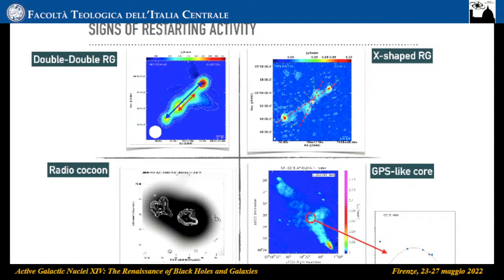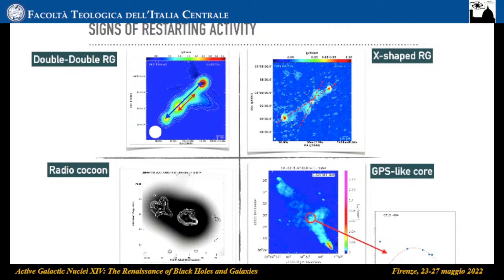Another interesting case is the radio cocoon, that is an extended plasma all around the central lobes, and it's a marker of a previous activity that is so old that it only leaves this very diffuse trace.